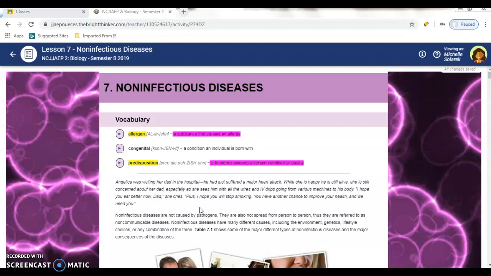At the top of the paper, if you could write biology, unit 10, and lesson 7. So we're going to jump right into it with non-infectious diseases, starting with the vocabulary. We see allergen, which is a substance that causes an allergy. Next is predisposition, which is a tendency towards a certain condition or quality.